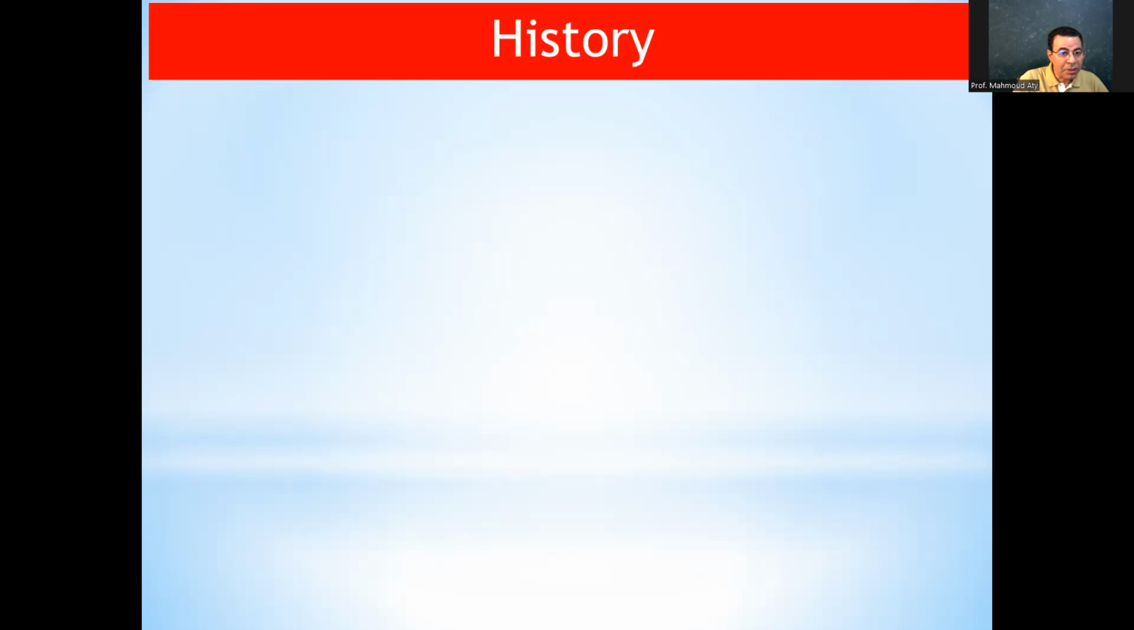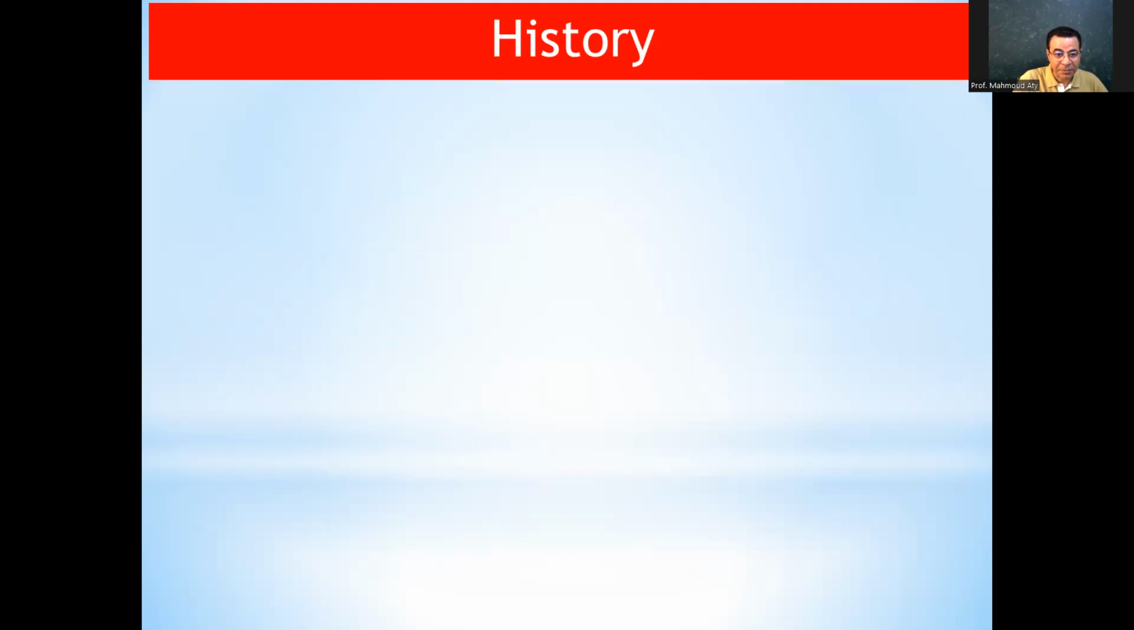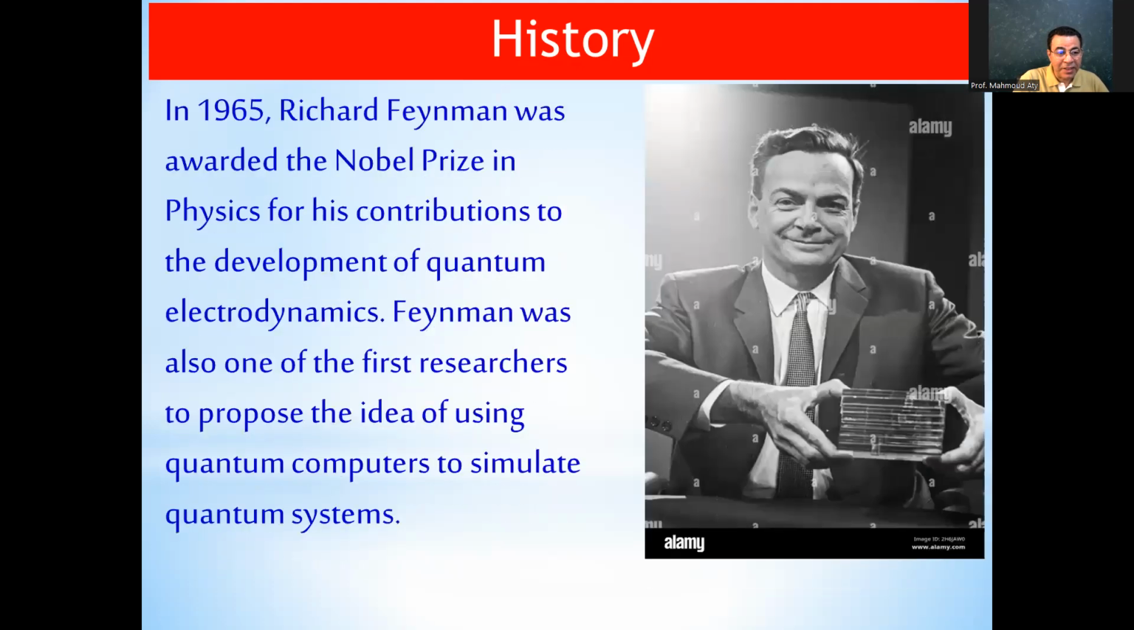History, it's amazing to see how quantum mechanics, such a beautiful theory, added to humanity. For example, in 1932, a Nobel Prize in Physics was awarded to Heisenberg for his development of the principle of quantum mechanics, which underlies the operation of a quantum computer. And we go to 1965, Richard Feynman. Richard Feynman was awarded the Nobel Prize also in physics for his contribution to the development of quantum electrodynamics.